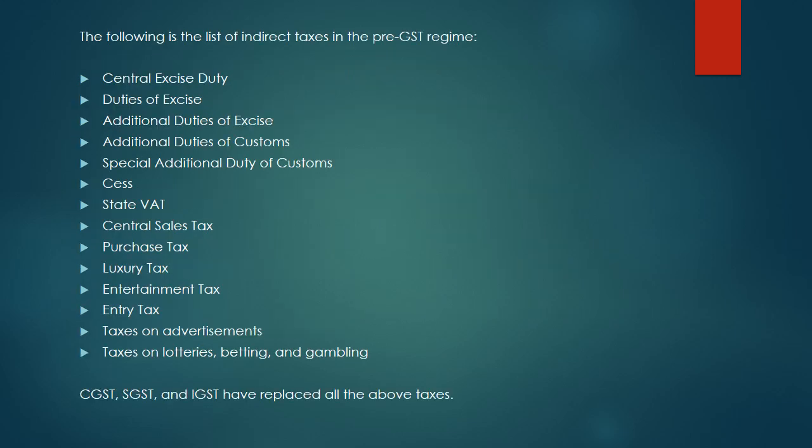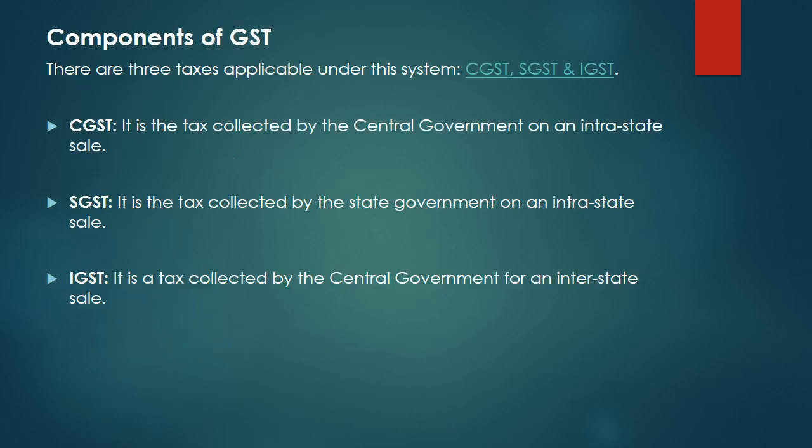These are the list of the indirect taxes which have been replaced by GST. So before GST, these taxes were in place and were being imposed and collected: central excise duty, duties of excise, additional duties.